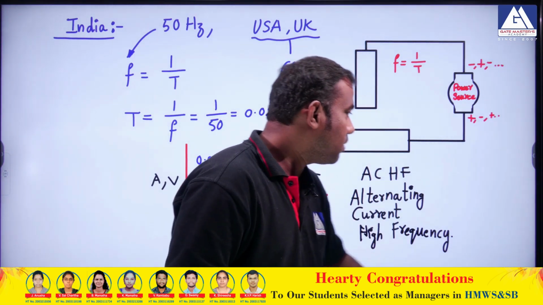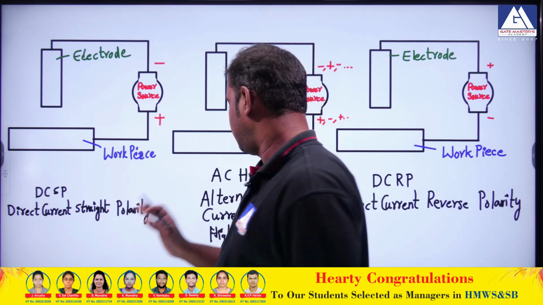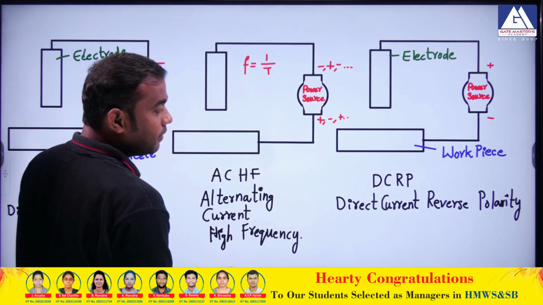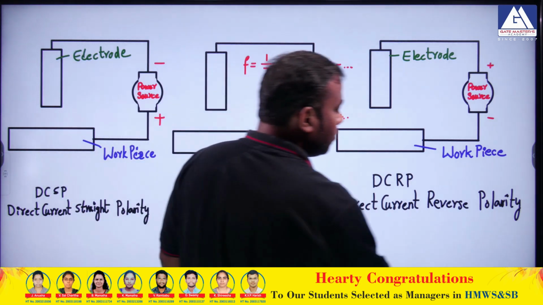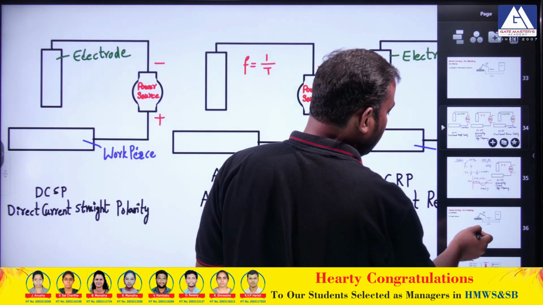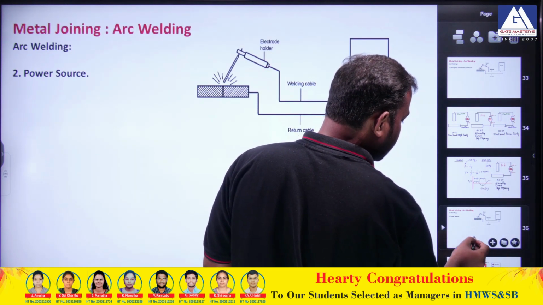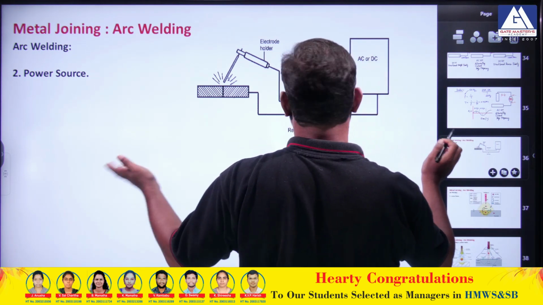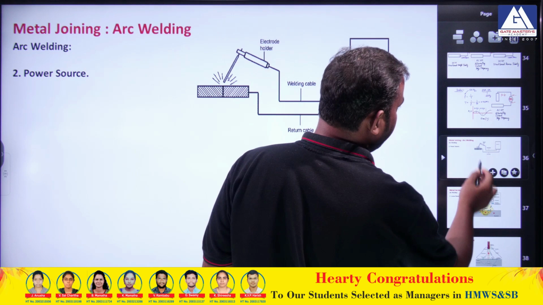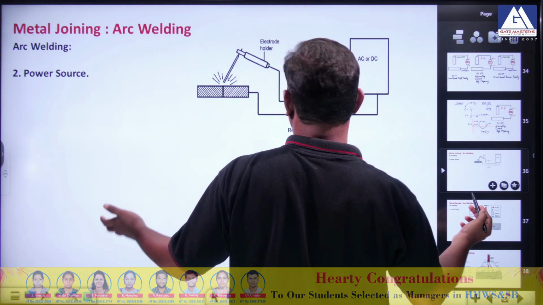Now, to understand this, this is direct current straight polarity, this is alternating current high frequency, and this one is direct current reverse polarity. Keeping these in mind, look at the power sources, which we discussed here.